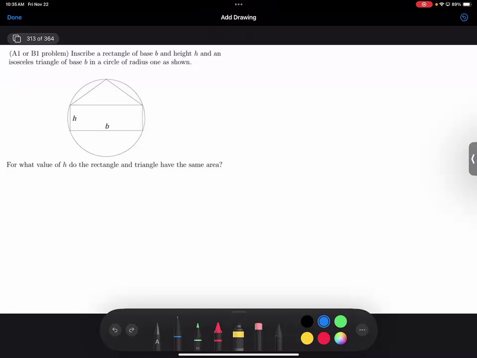Yeah, so they're saying we're inscribing a rectangle of base B and height h and an isosceles triangle of base B in a circle of radius 1 as shown. For what value of h do the rectangle and triangle have the same area? And why is it just h? I might have expected them to ask for more than just h. Maybe also the height of the triangle. Right, but what is related to the height of the triangle? What other number or parameter might you think would play a role in addition to h?